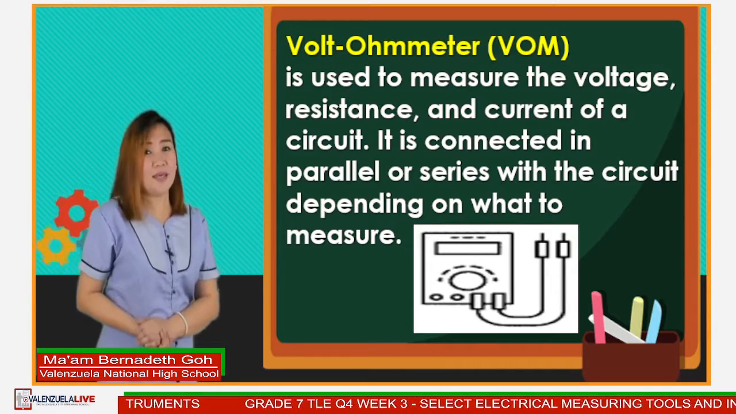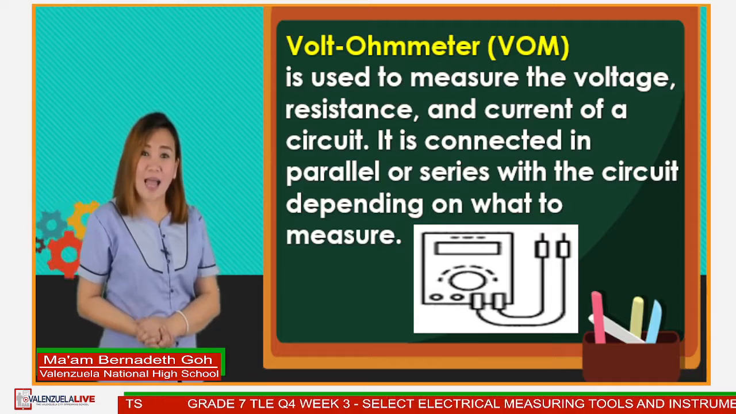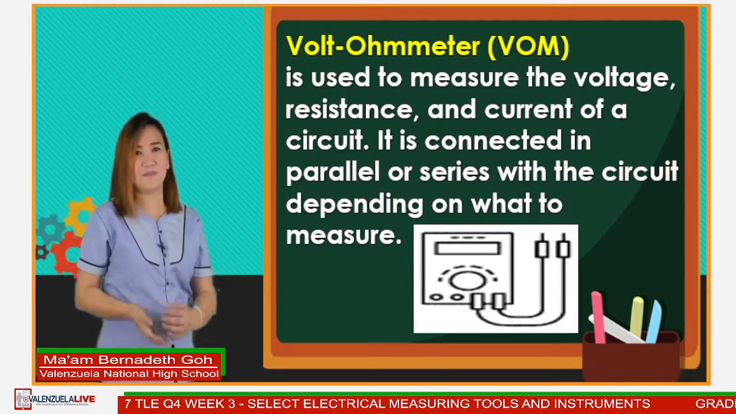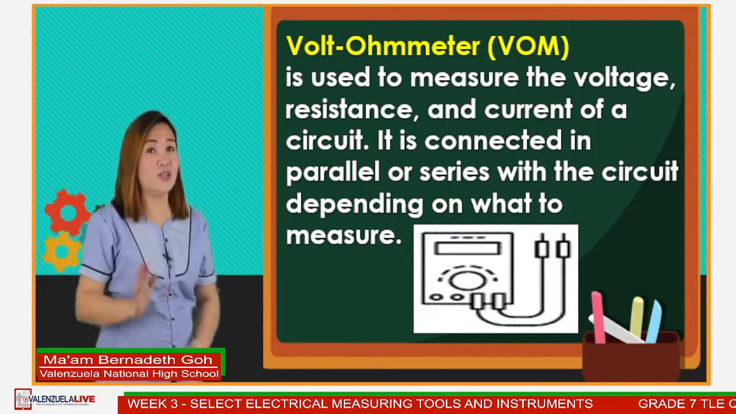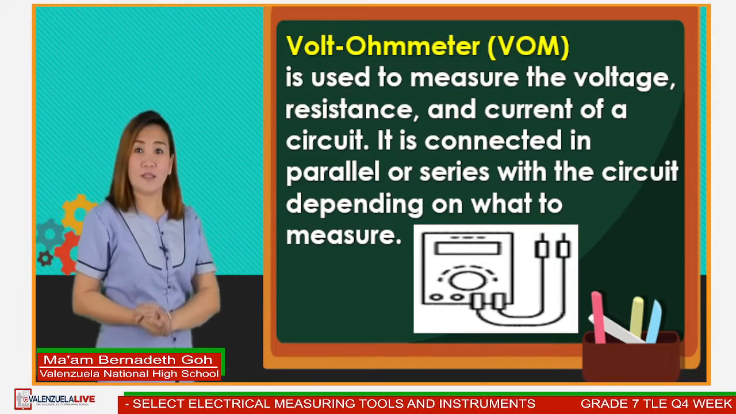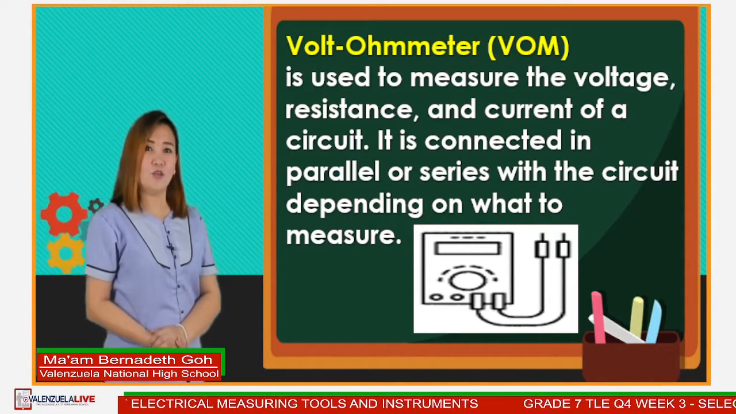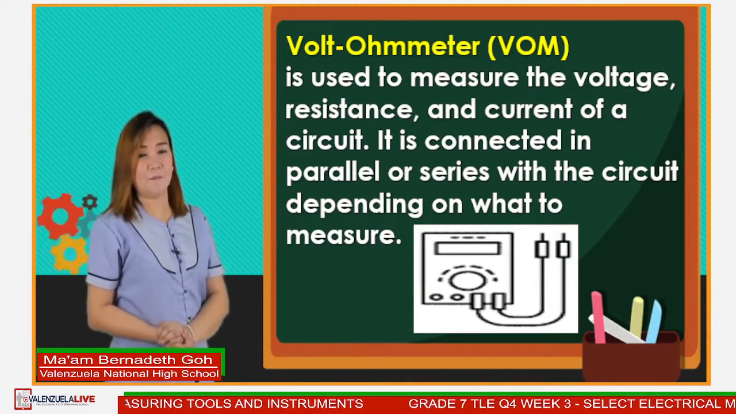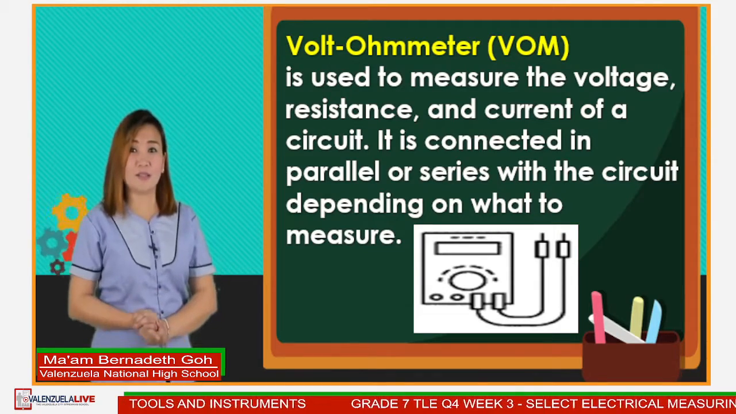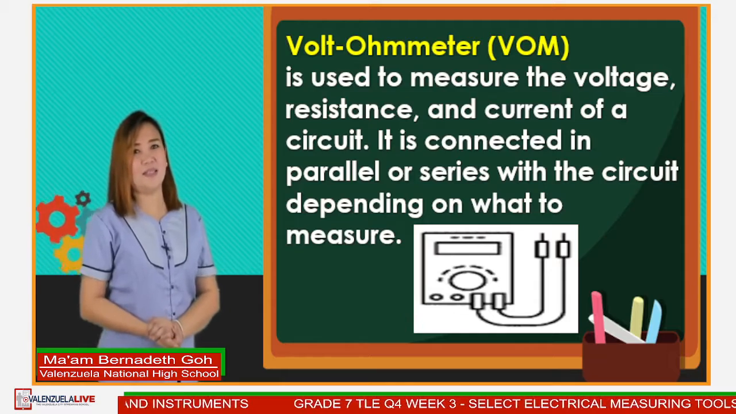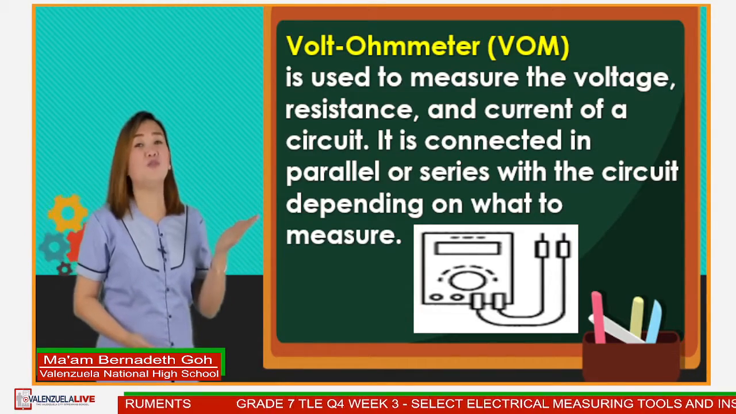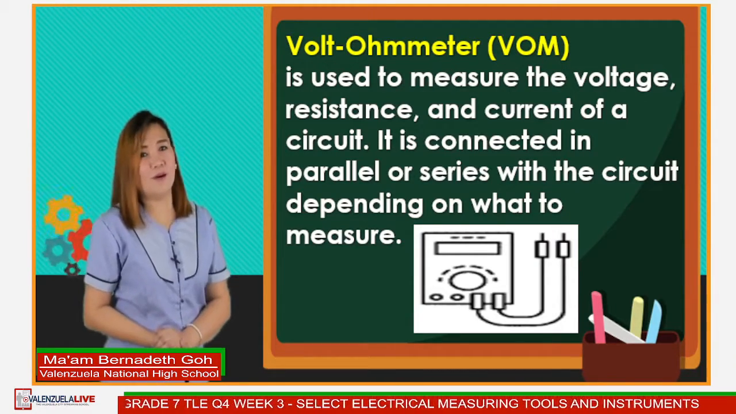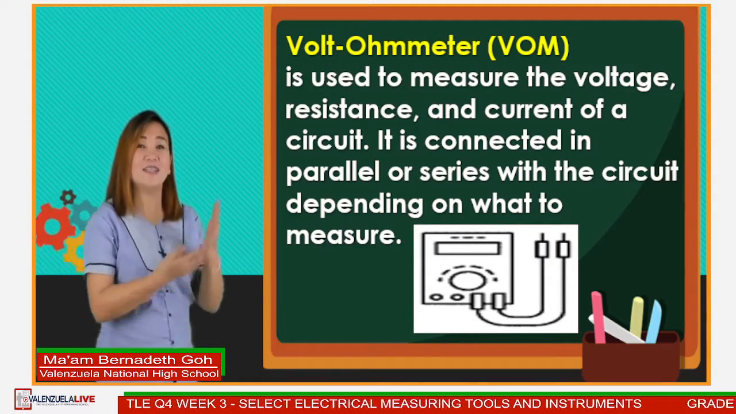And you know what? The best thing about multi-tester is that you can switch from one function to another. Let's say you need to measure the voltage. Set it into voltmeter. You want to measure the current? Set it into a milliammeter. And if you need to measure a resistor about its resistance, simply set it into ohmmeter. That is VOM, also called the multi-tester.